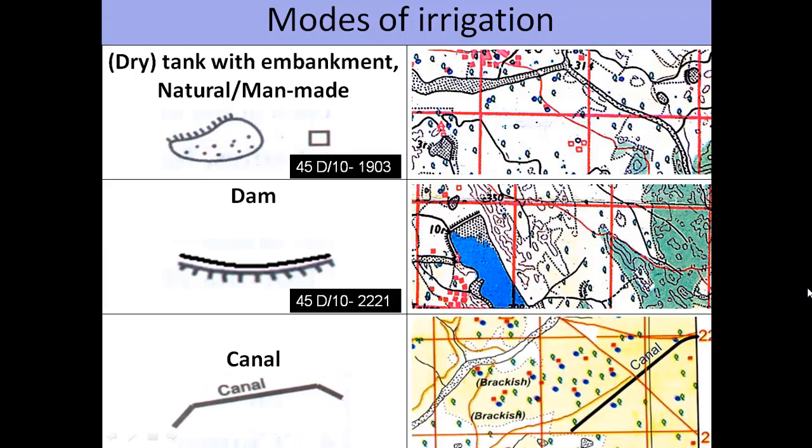The third mode of irrigation is canal. As you can see in the map extract, a dark or thick black line has been drawn. This represents a canal, a man-made canal, and this is a very good source of water for irrigation purpose in the arid region. One can see this example in 45D10, grid reference 1822.